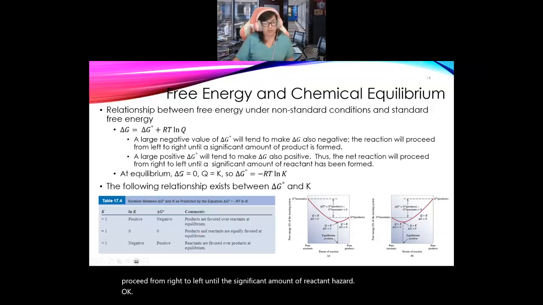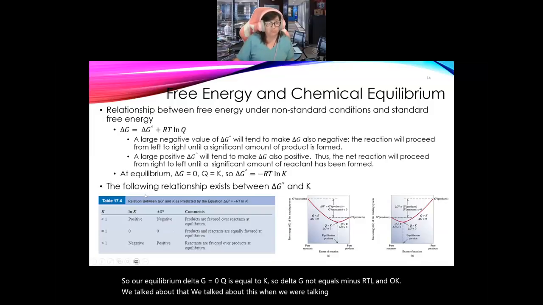At equilibrium, delta G equals 0 and Q is equal to K. So delta G naught equals minus RT ln of K. We talked about this when we were talking about our E values. So the following relationships exist between delta G and K.